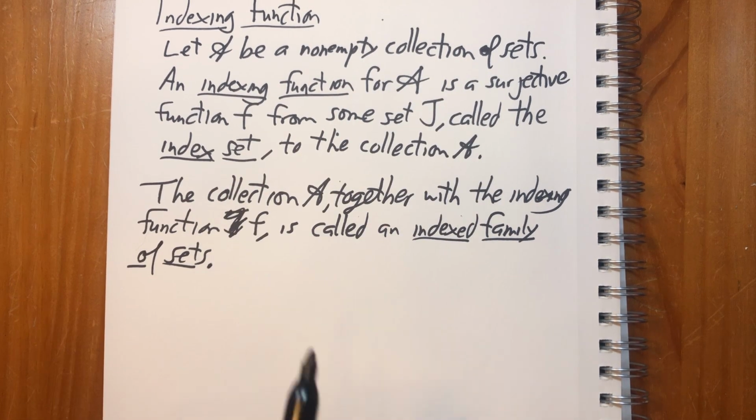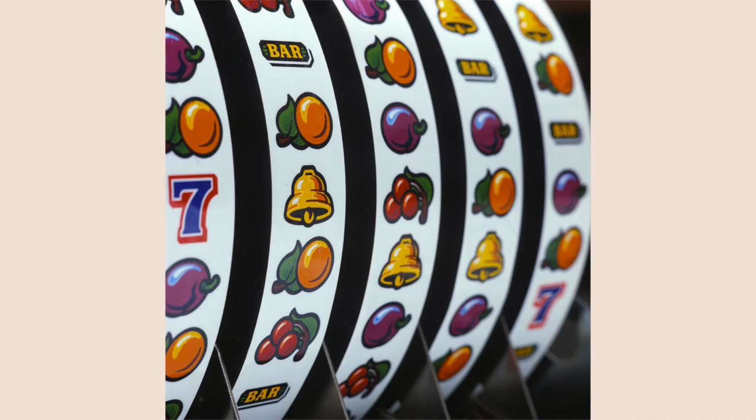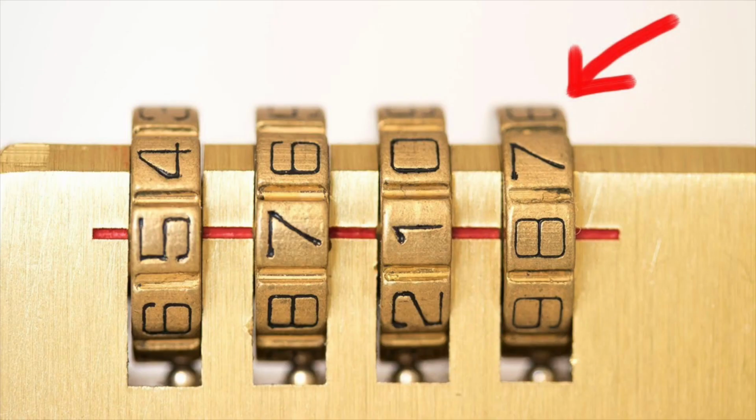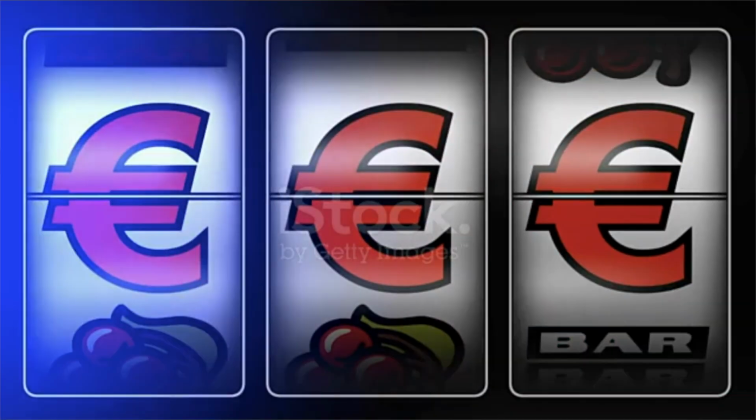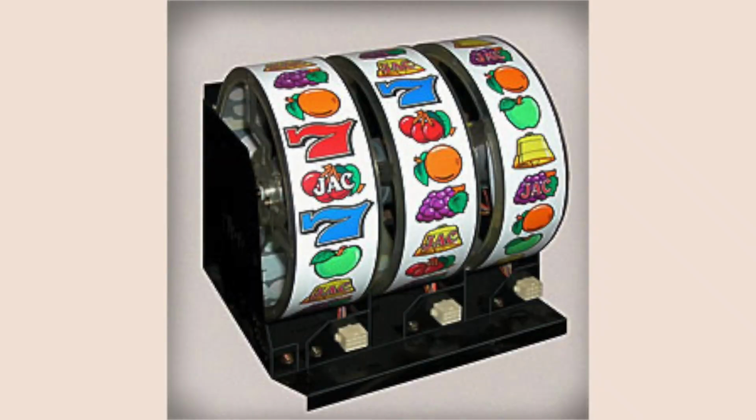So I'm picturing this idea kind of like a slot machine or a combination lock, where each reel has several values in it, and then the indexing function just tells you which reel you're looking at. I want an element from reel 1, an element from reel 2, and so on. It doesn't return a value on the reel, it just returns the wheel itself, the set that's at that position.